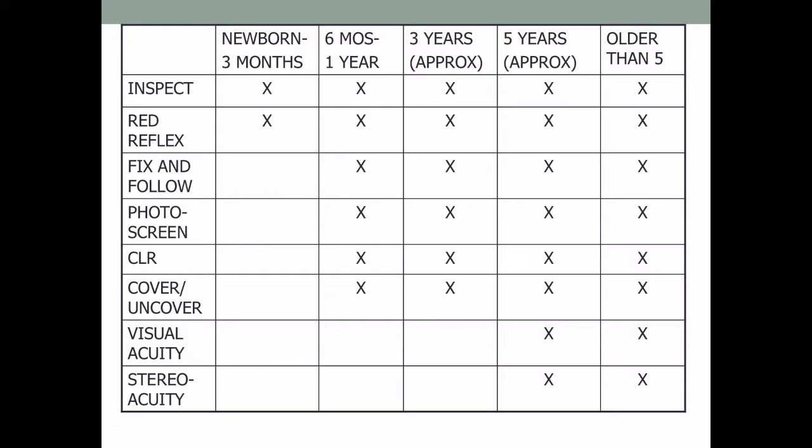So does the child actually look at you and follow you? Is the corneal light reflex present 6 months and on? The cover-uncover from 6 months and on? And then visual acuity, we're going to start to try at 3 years, but we should definitely be able to get both visual acuity and depth perception in the 5-year-olds and up.